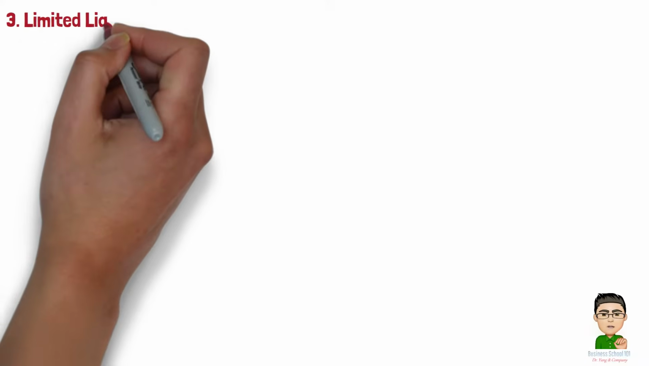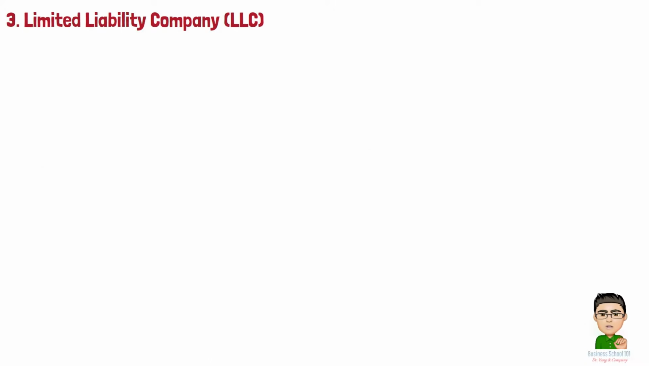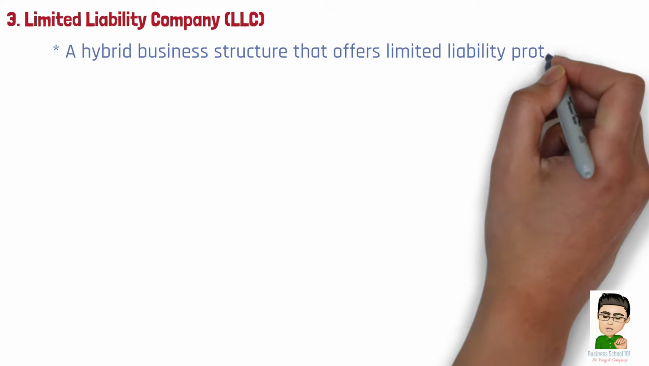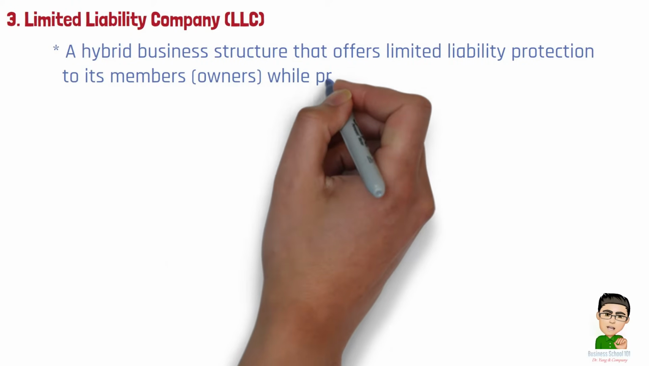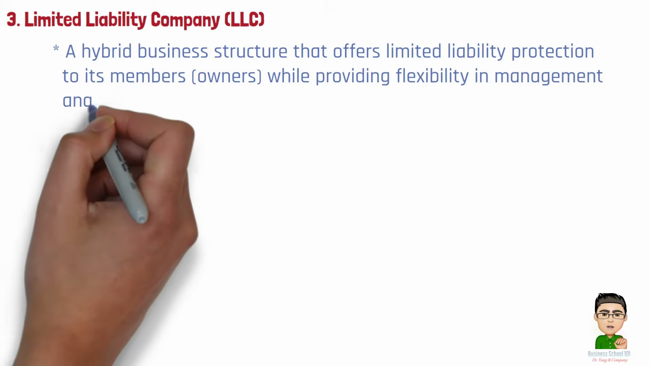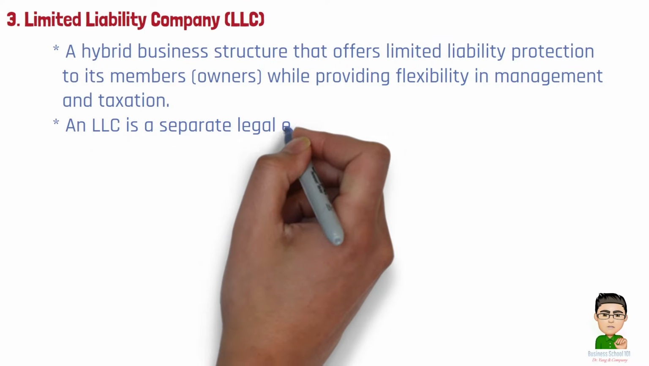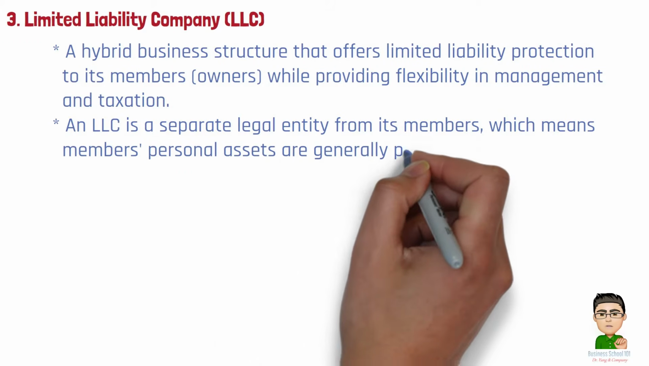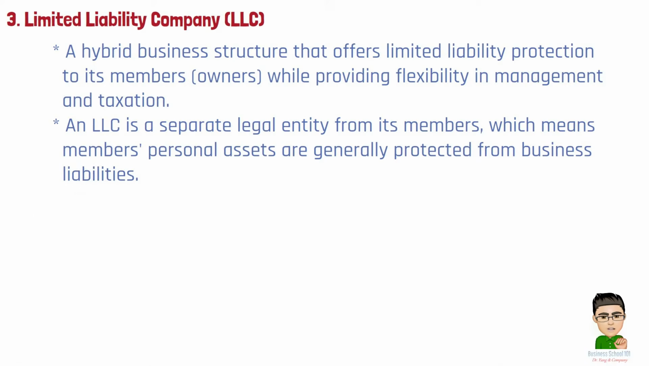Type 3. Limited liability company, LLC. A limited liability company, LLC, is a hybrid business structure that offers limited liability protection to its members, owners, while providing flexibility in management and taxation. An LLC is a separate legal entity from its members, which means members' personal assets are generally protected from business liabilities. It can choose to be taxed as a sole proprietorship, partnership, or C corporation, etc., depending on the members' preferences.